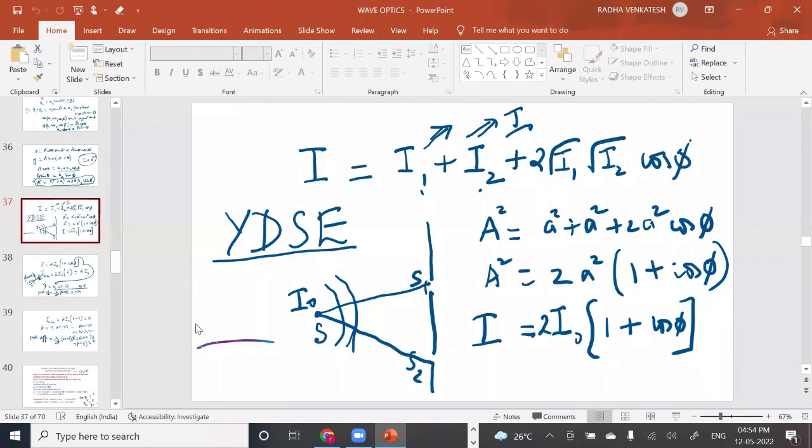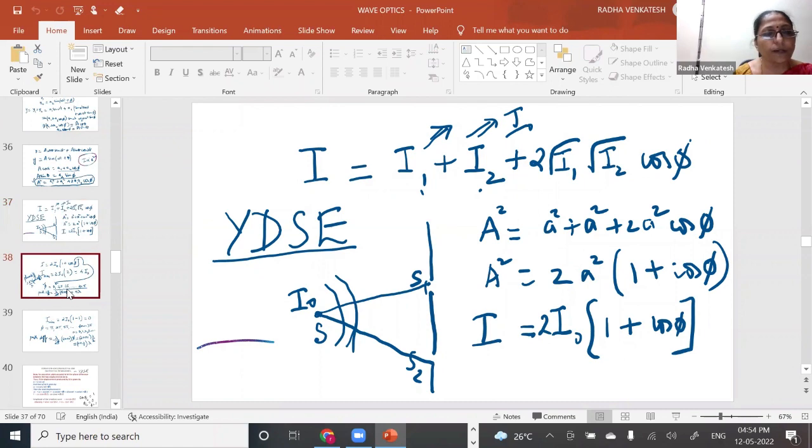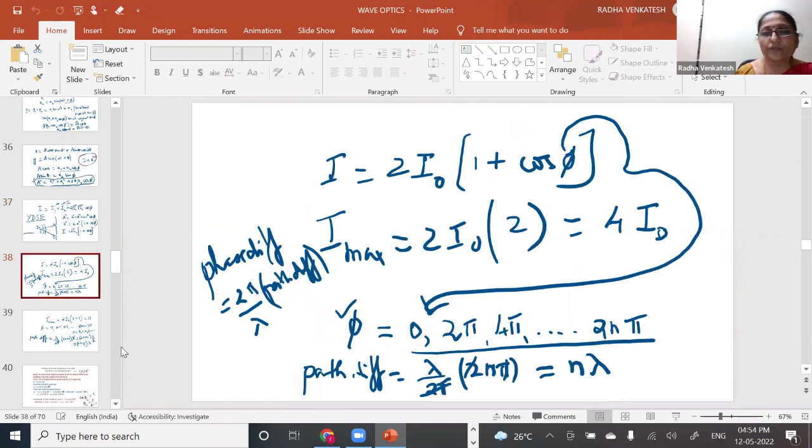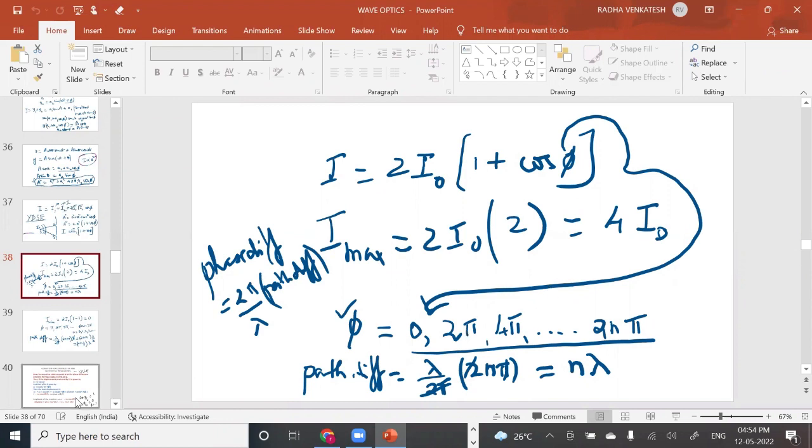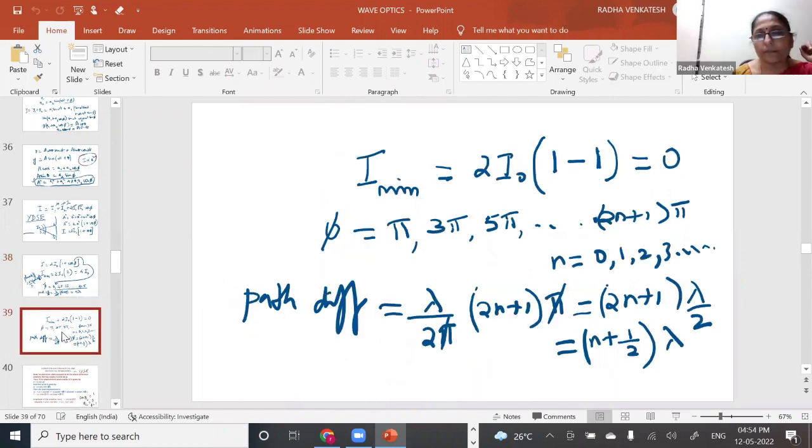A very important point that I wanted to drive home here is, when the source's intensity is I0 in YDSE experiment, you will get the I maximum value as 4 times I0. Got it? And if it is I minimum, it is going to become 0.